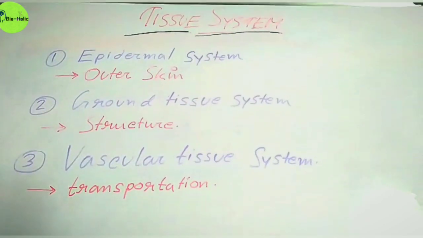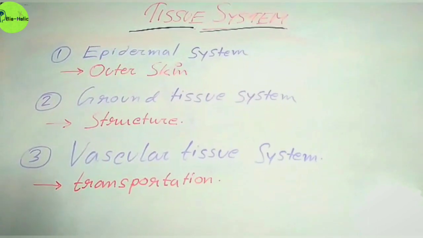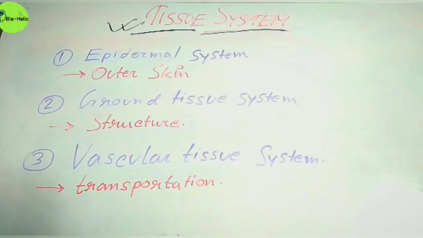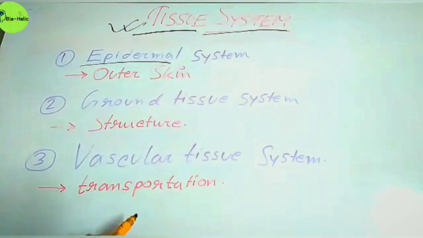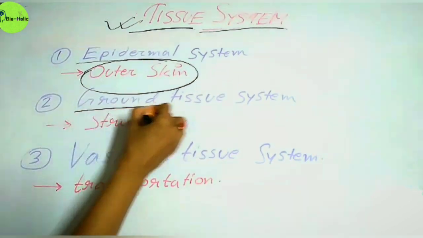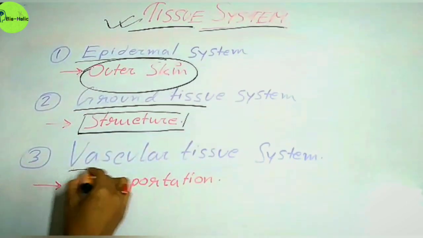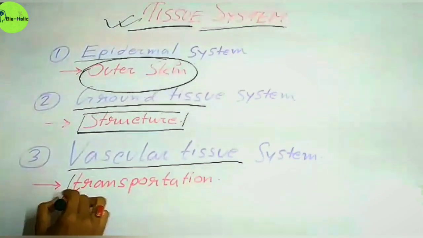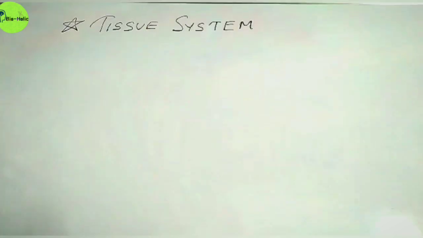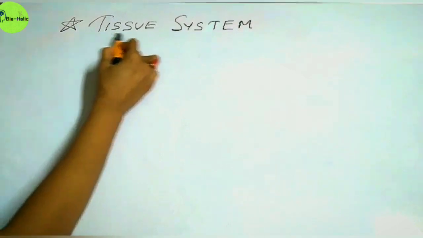That was all about the secondary growth in plants, and let's have a brief idea about the tissue system in plants. They are of three types: the epidermal system, which forms the outer skin area; the ground tissue system, that forms the main structure in plants; and the vascular tissue system, that helps in transportation or circulation in plants. Next step, I will broadly discuss about the plant tissue system.